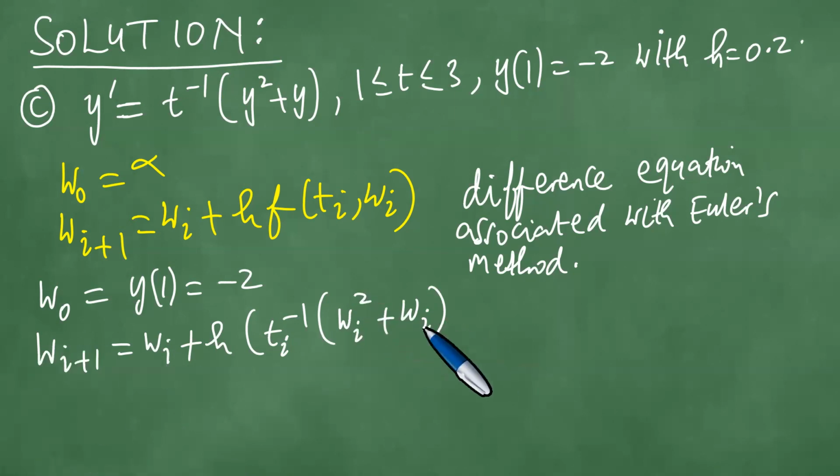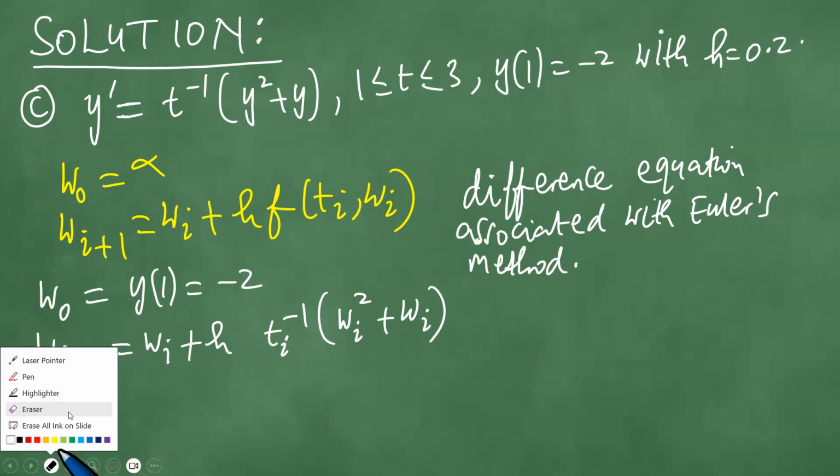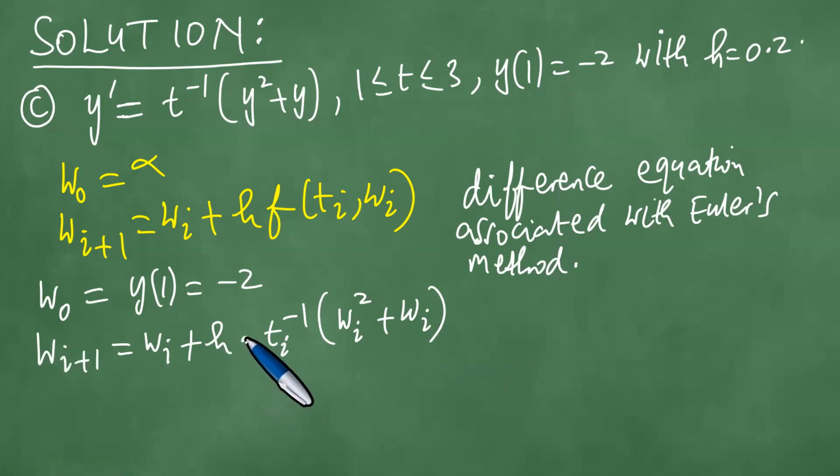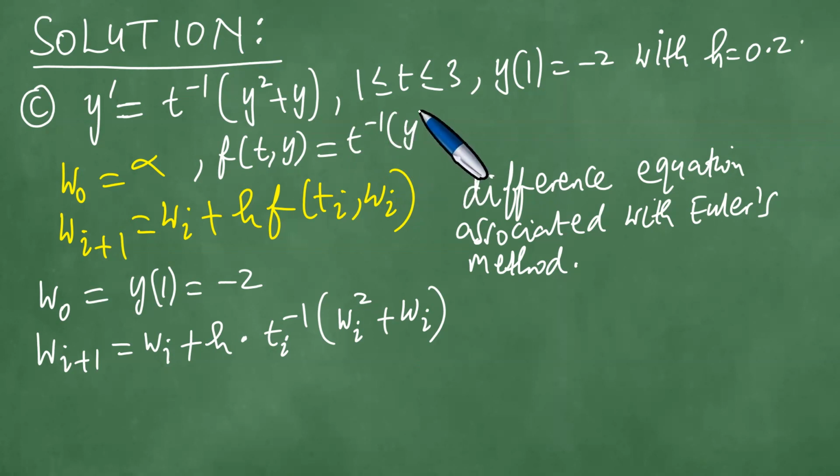Squared. Okay, so we have this. You can remove this bracket. Put a dot here. Right, so we have H times the F, because in this question we know that F of T, you can call it Ty, is T to the -1 y squared plus this. Okay, so yeah, we have that.